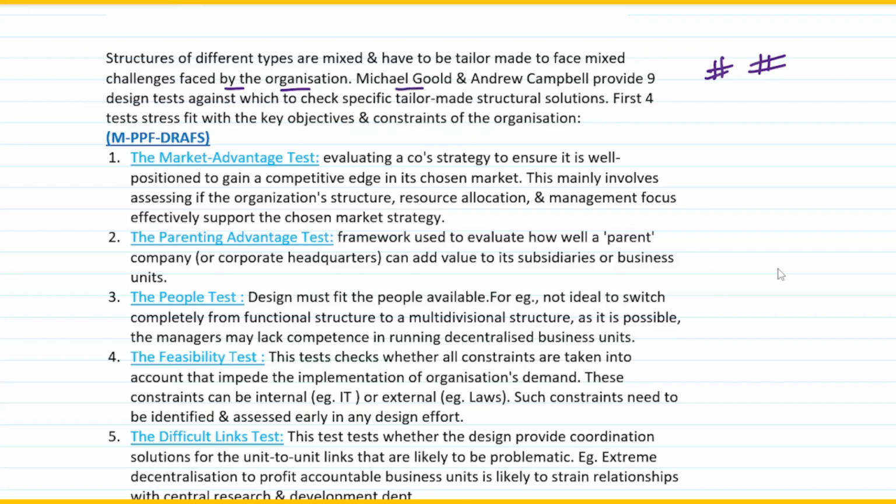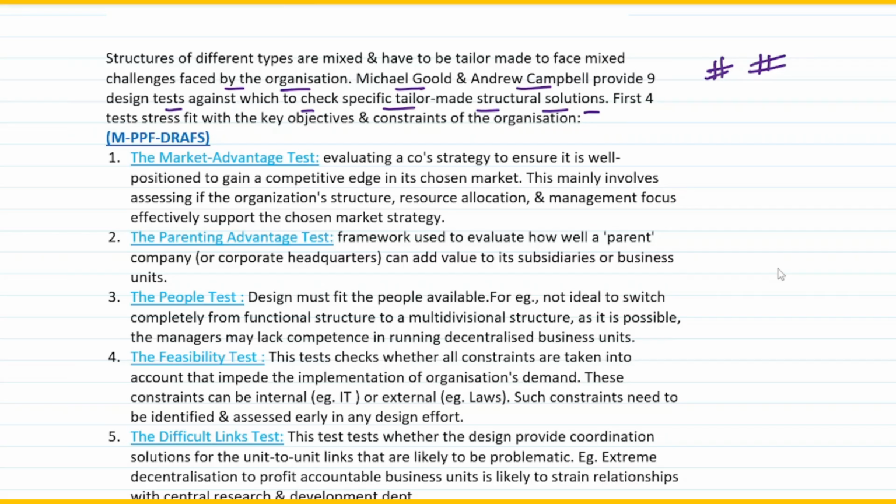One is Michael Goold and Andrew Campbell, right? What they did was they provided 9 design tests against which to check specific tailor-made structural solutions. So if you have to make a tailor-made solution, you basically have to have certain tests undertaken. So there are 9 kinds of tests that have been created by 2 people. Who are they? Michael Goold and Andrew Campbell, to create such structural solutions.